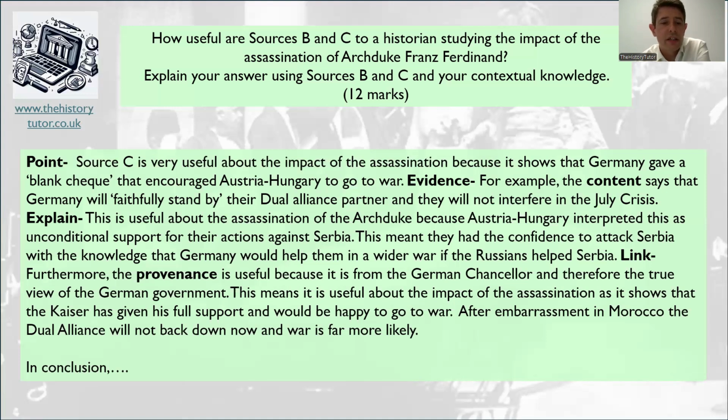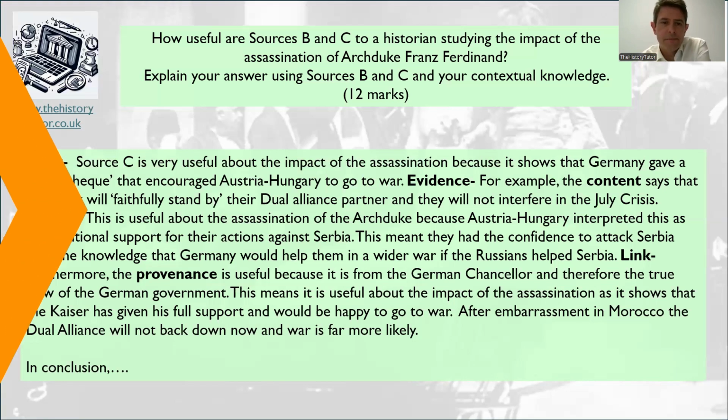It shows that the Kaiser has given his full support and would be happy to go to war. So remember, there were events like the Moroccan crisis where the dual alliance were embarrassed. So the Kaiser's not going to back down over this incident now. The dual alliance is going to stand firm against other countries. So then you can conclude about how useful the sources are individually. You could give a summary together, perhaps, as well, about how together they are very useful. Also, they give a picture of two sides of the argument, as it were.